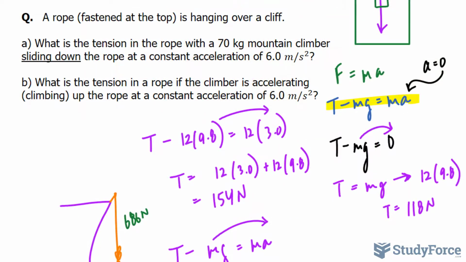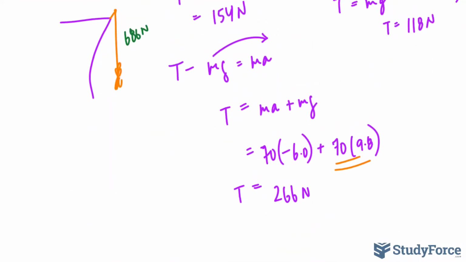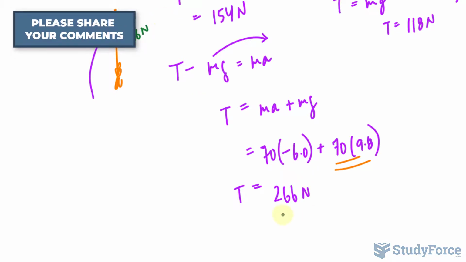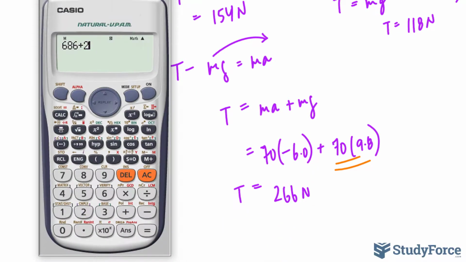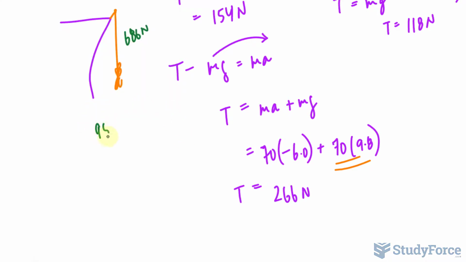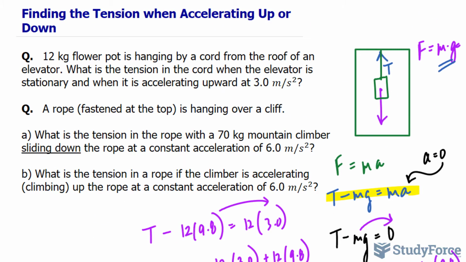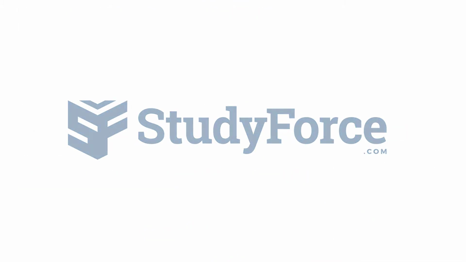For question B, what is the tension in the rope if the climber is accelerating, climbing up the rope at a constant acceleration of 6.0? So in this case, you would add them together, 686 with 266. 686 plus 266 gives us 952. 952 newtons would be the tension exerted on this cord. And so there you have it. That is how to find the tension when accelerating up or down.